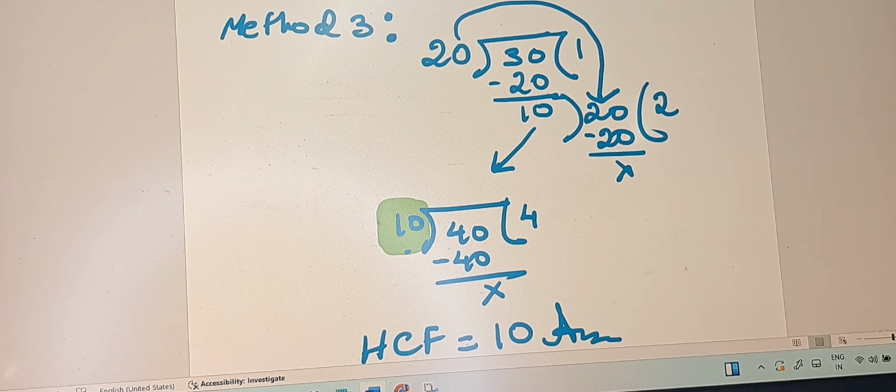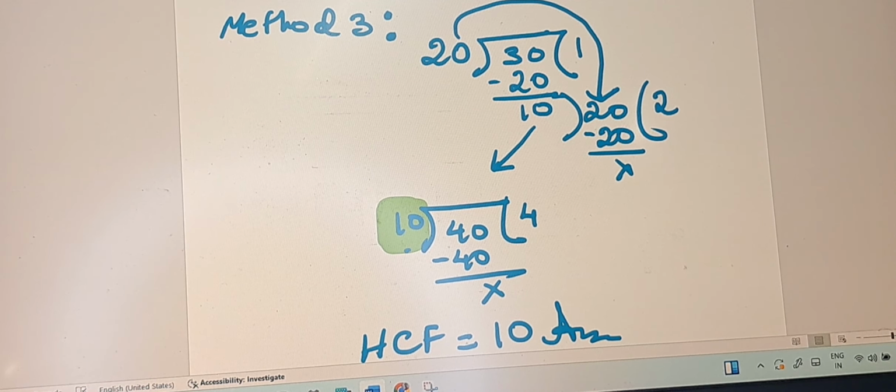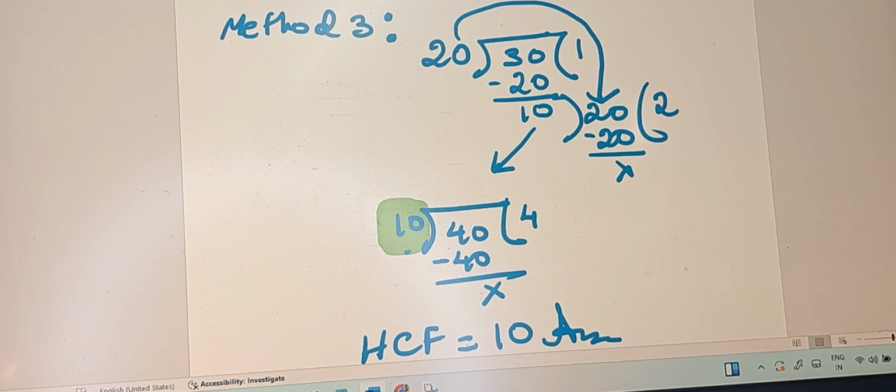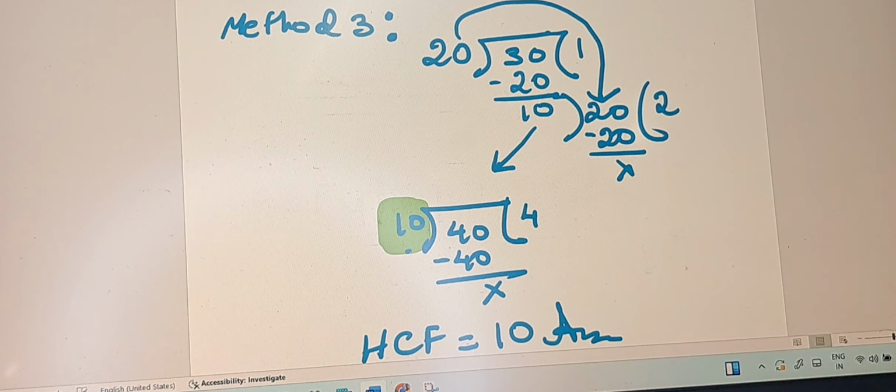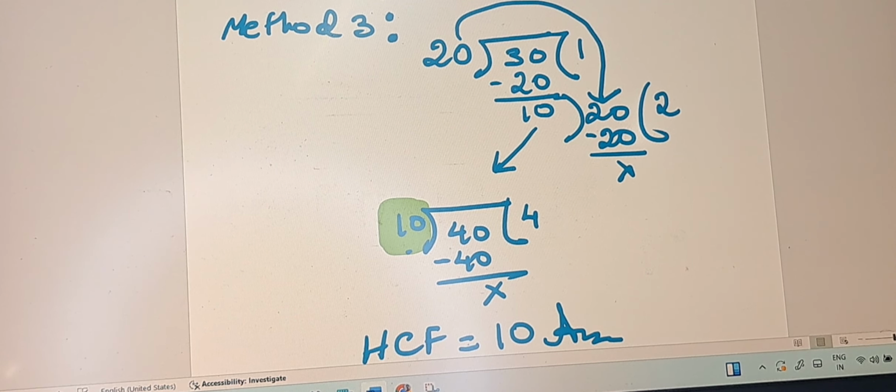So what are the three methods? Let us revise once again. Method 1 is called the factor method. Method 2 is called the prime factorization method. And method 3 is called the division method. So today's class is all about factor trees, and how to find out H.C.F with the help of three methods. I hope you have enjoyed the class.